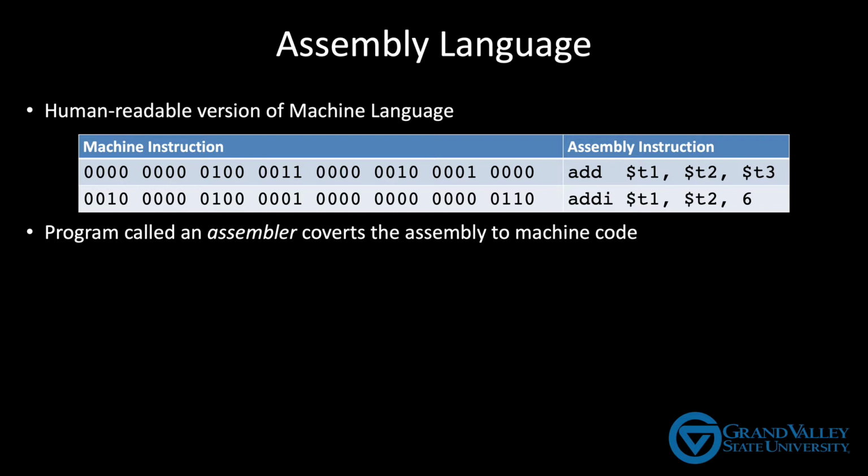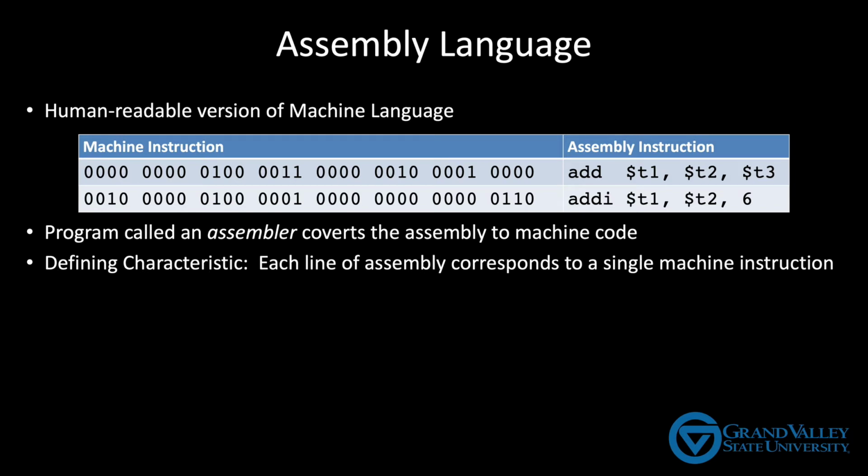Now, based on what I've said thus far, it may seem like assembly serves the same purpose as other high-level programming languages. However, there's one important difference. Each line of assembly is intended to correspond to exactly one line of machine code. In high-level languages, each line of code often corresponds to several machine instructions.